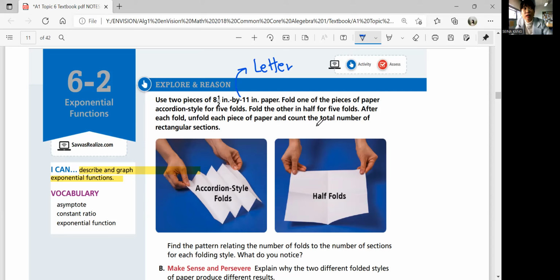Fold one of the pieces of paper accordion style for 5 folds. For the other, fold in half for 5 folds. After each fold, unfold each piece of paper and count the total number of rectangular sections. So one paper, you're gonna fold it accordion style, one by one.